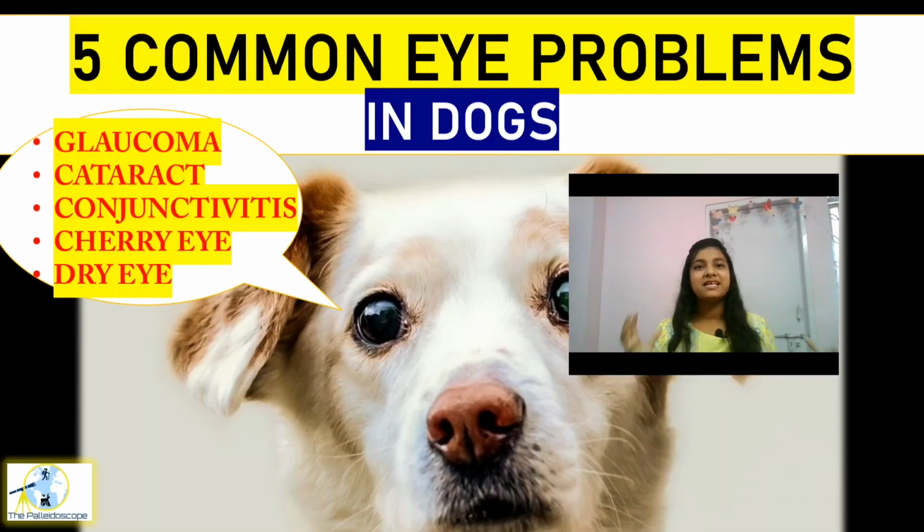So today we are going to discuss a very important topic, that is the 5 common eye problems in dogs.